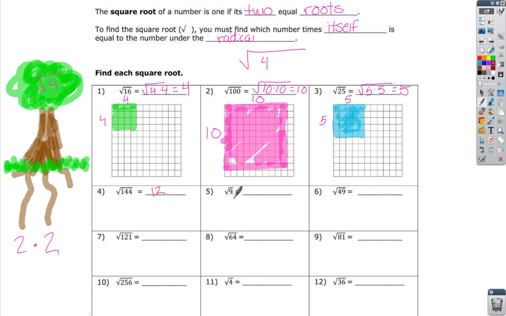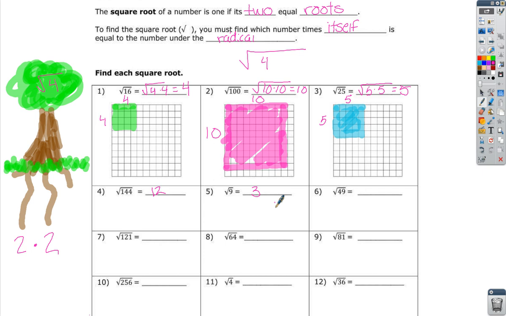Now think of the square root of 9. I want you to pause the video and hit play when you know what the square root of 9 is. Square root of 9 is 3. 3 times 3 will get you to 9. I want you to go ahead and do 6 through 12 on your own. If you do not understand what you're doing right now, please go ahead and raise your hand. I'm here to help you. So go ahead and pause the video.